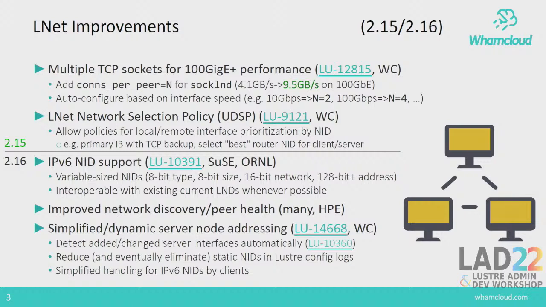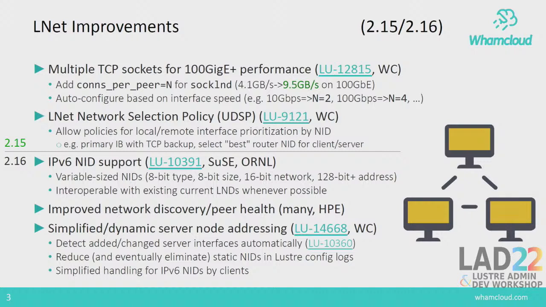Another feature, LNet selection policy, also called UDSP, allows you to specify rules. So if you have dissimilar networks that you want to use with bonding, but you want to prefer one network over the other for some reason. So if you have, let's say, InfiniBand plus Ethernet going into one host, you can say, route all of the traffic over the InfiniBand if it's available. But if the InfiniBand fails, then fall back to Ethernet. Or you can select, if you have routing, select one interface over another for connecting.